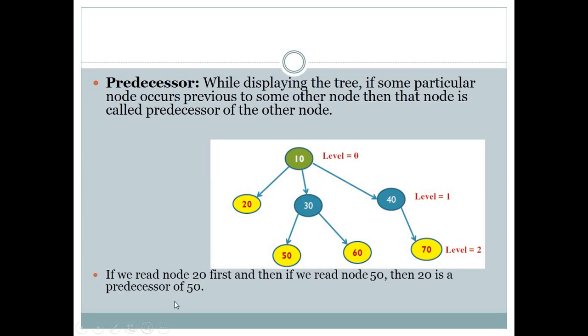Here some other examples are also given. If we read node 20 first, then node 50, then 20 is the predecessor of 50. If we read our nodes 20, 50, 60 and 70, then 20 will be the predecessor of 50, 50 will be the predecessor of 60, and 60 will be the predecessor of 70. If we read 10, 40 and 70, then 10 will be the predecessor of 40 and 40 will be the predecessor of 70. Means the previous node will be known as our predecessor.